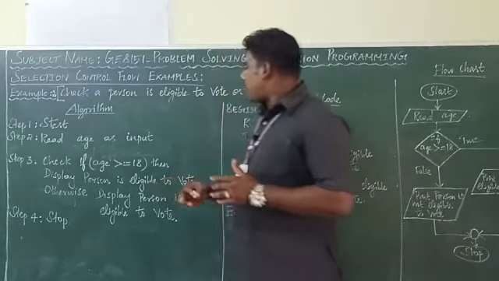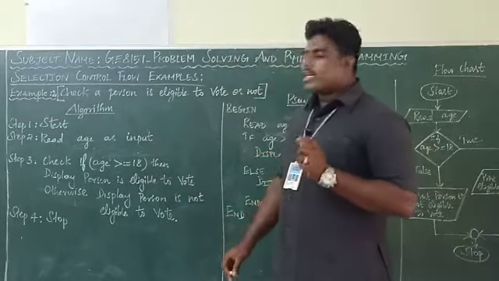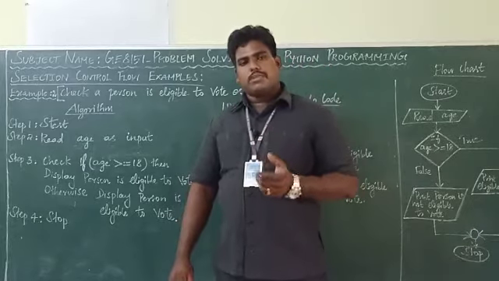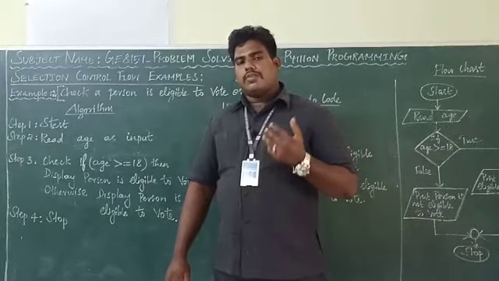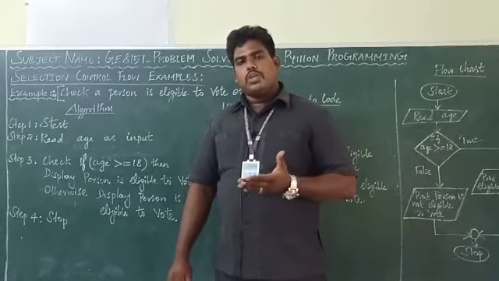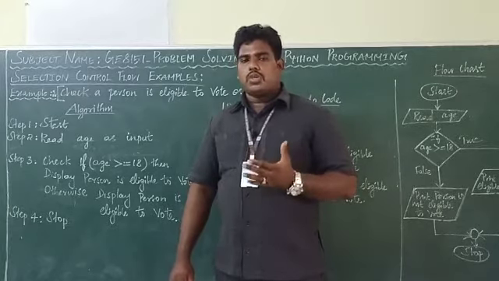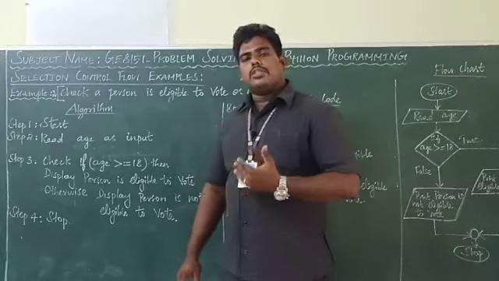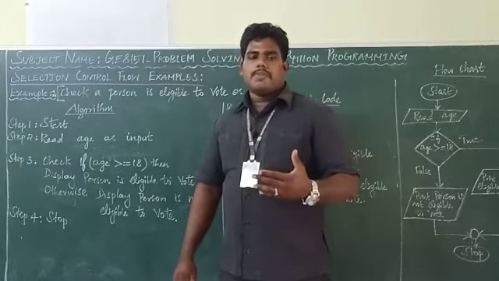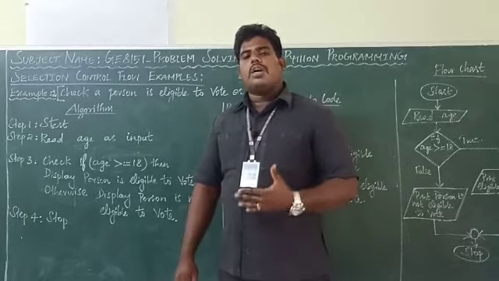So here I am going to explain an example to check whether a person is eligible to vote or not. As per our government norms, when will the person be eligible? If the person's age is greater than or equal to 18, he is eligible to vote. So here the particular logic is going to denote that only. You are going to write the logic. If you give the input age, the program will tell whether he is eligible or not eligible.